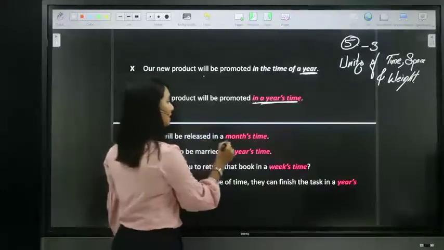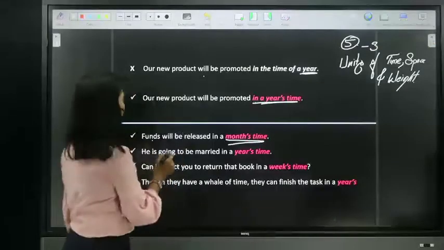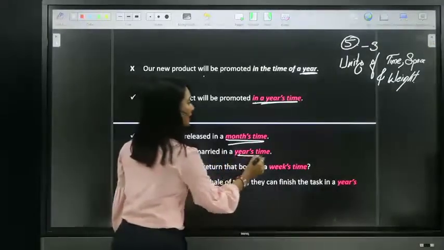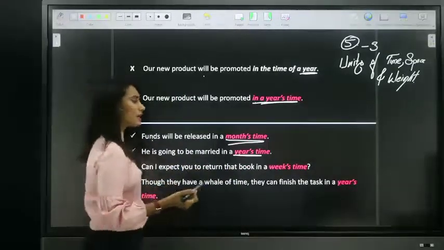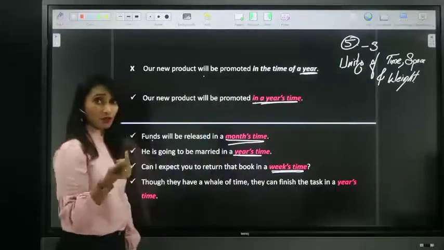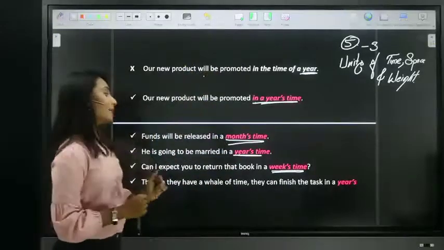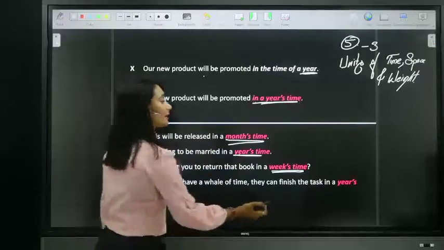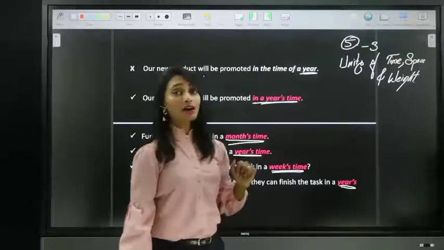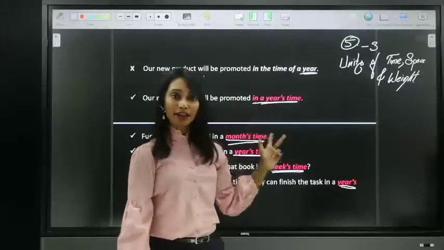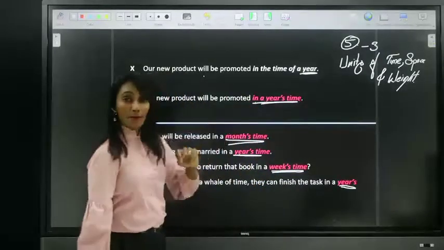Funds will be released in a month's time. Month is a unit of time. He is going to be married in a year's time. Again, year is a unit of time. Can I expect you to return the book in a week's time? Again, week is a unit of time. Though they have a lot of time, they can finish the task in a year's time. Again, year is a unit of time. Remember, units of time, space, and weight can have possession with apostrophe s.